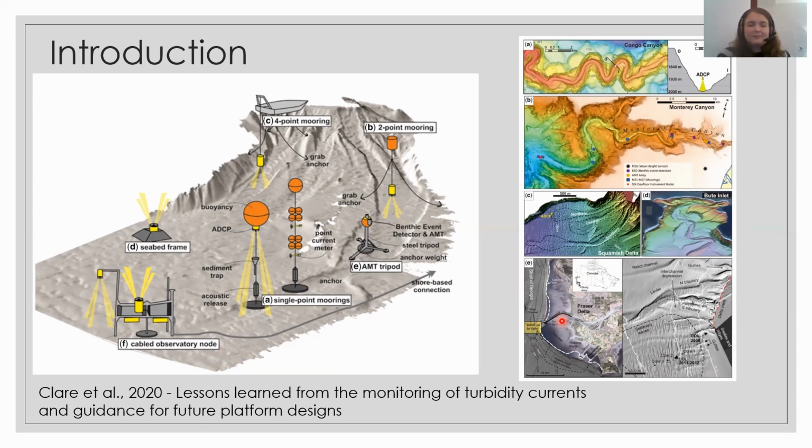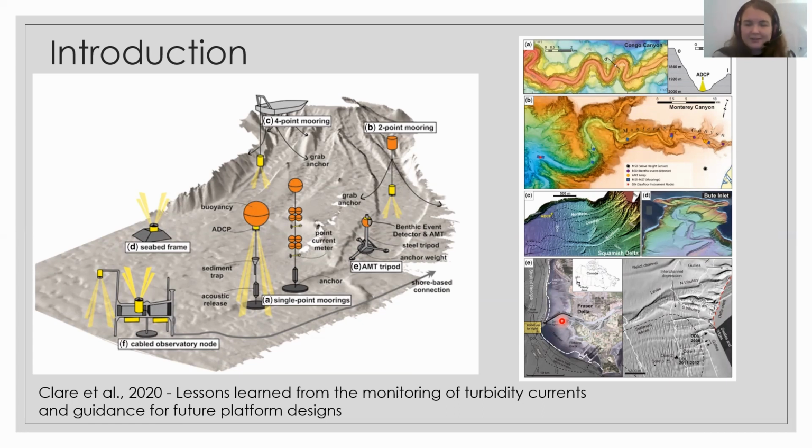Nowadays, there is a very big range of these instrumentations, ranging from just single point moorings to more sophisticated moorings that can catch sediment, but also measure velocities. Some of them are basically attached to the seabed. Some others are basically buoys, where you have your instruments pointed to the seafloor.